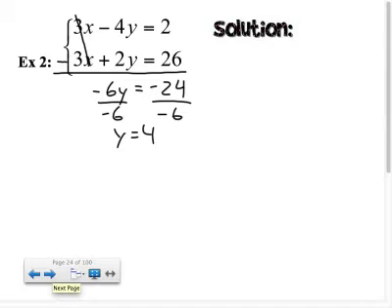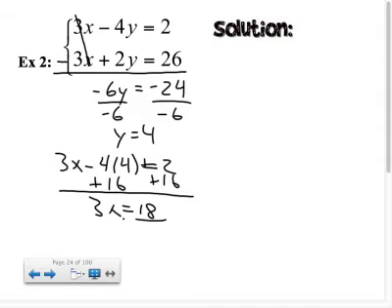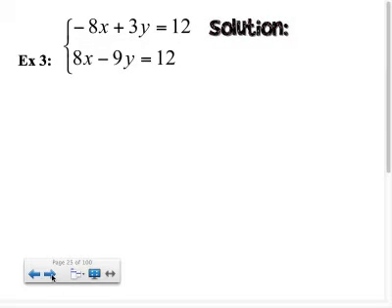From there, I plug it back into one of my original equations. So I have 3x minus 4 times 4 equals 2. So I've got to add 16 to both sides. So I get 3x equals 18. Divide by 3, x equals 6. And so your final answer here is the point 6 comma 4. That would be your solution. So again, do I have to add or subtract in order to eliminate a variable?